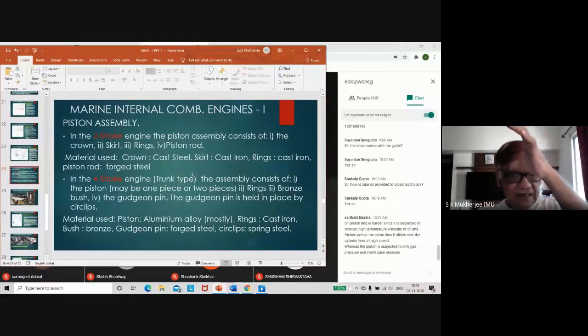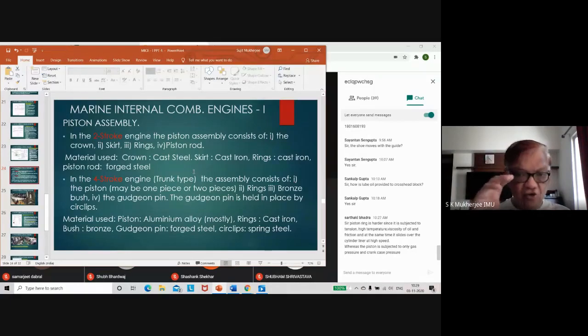In the four-stroke engine, the trunk type, the piston assembly consists of the piston. This piston may be one piece or it may be two pieces. In the normal engines, supercharged engines, turbocharged engines, they are still made of one piece aluminium alloy. But there are newer and newer engines coming out, which are high performance, highly rated engines. That means for a small engine, they're getting an enormous amount of power. So these engines suffer from very high peak pressures and stresses, mechanical and thermal, and very high exhaust gas temperatures. That is why aluminium alloy pistons cannot be used there.